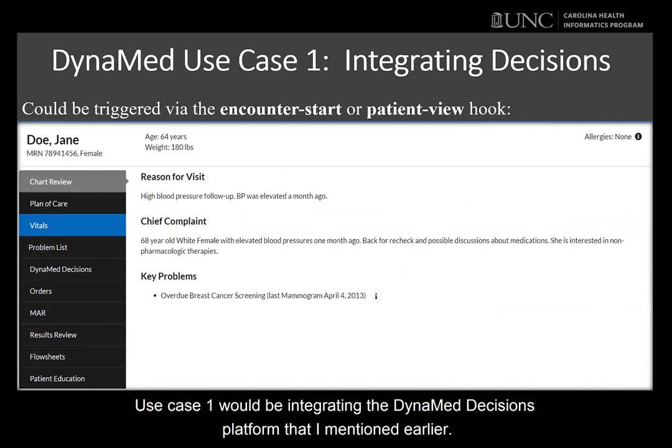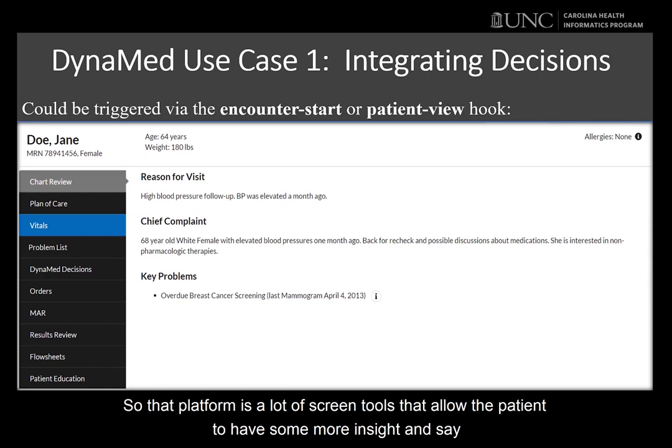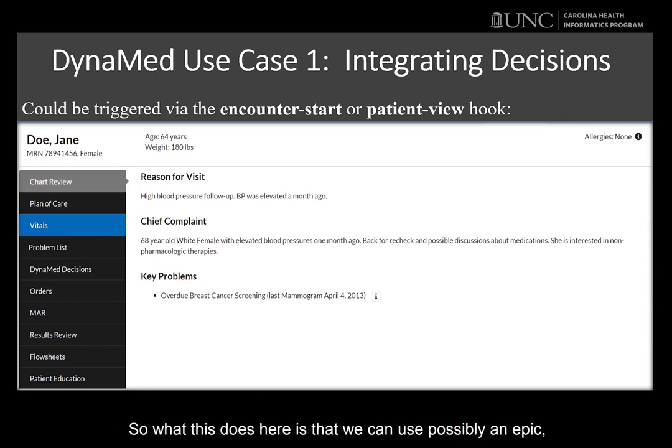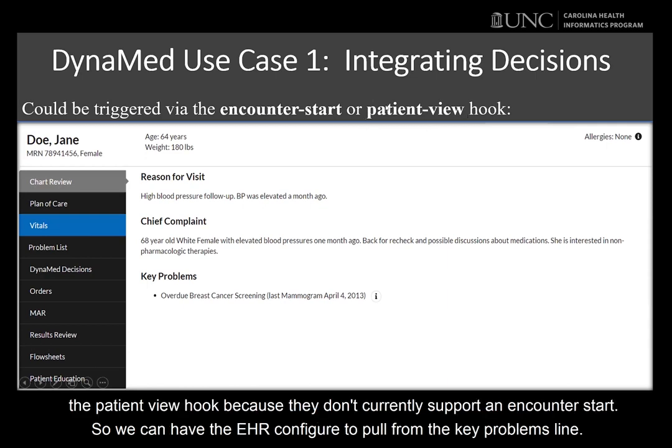Use case 1 would be integrating the Dynamed Decisions platform that I mentioned earlier. That platform is a lot of screening tools that allow the patient to have some more insight and say in their care. So we have that set up as a third-party, SMART-enabled app, so it can be accessed through the Epic App Orchard. So what this does here is that we can possibly use, in Epic, the patient view hook, because they don't currently support encounter start.